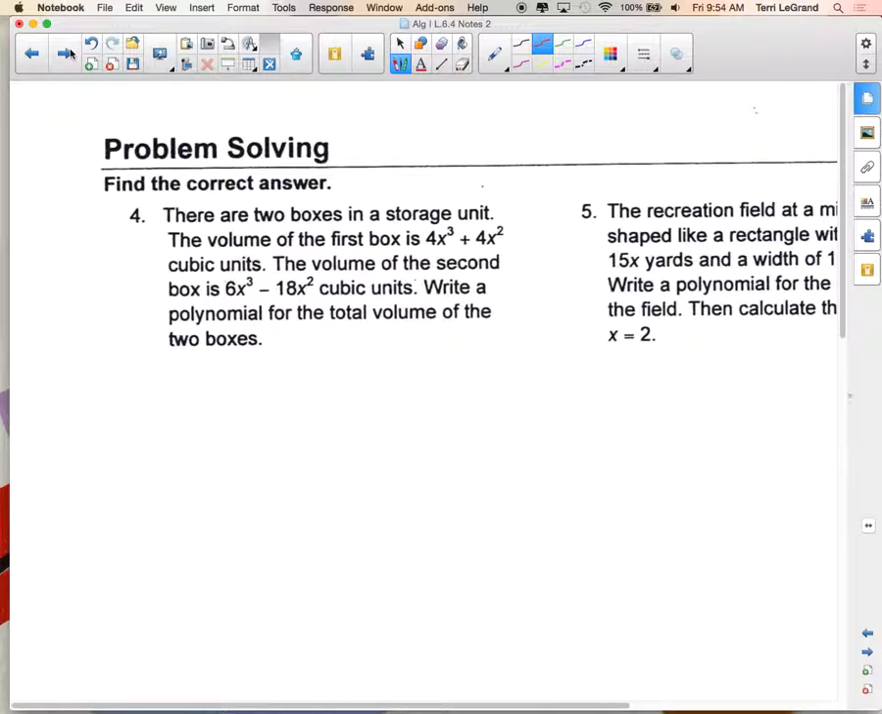Okay, Andrew. There are 2 boxes in a storage unit. The volume of the first box is 4x cubed plus 4x squared cubic units. The volume of the second box is 6x to the third minus 18x to the second cubic units. Write a polynomial for the total volume of the 2 boxes.